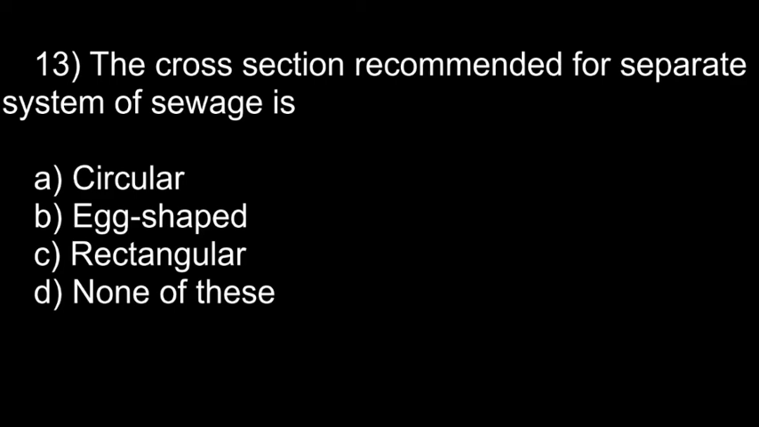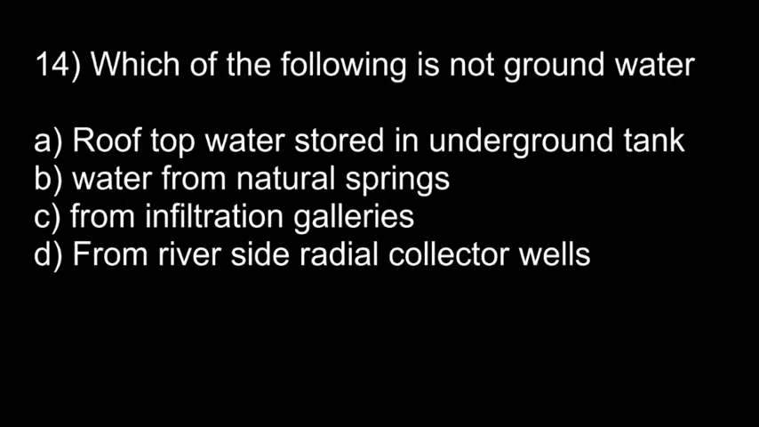Here, our question is that the cross section recommended for separate system of sewage is circular. For separate system of sewage, the cross section recommended is circular, and for combined system of sewage, the cross section recommended is egg-shaped. So these are all about the 13th question. Let's move to the next question. Which of the following is not groundwater? Option A, rooftop water stored in underground tank. Option B, water from natural springs. Option C, water from infiltration galleries.